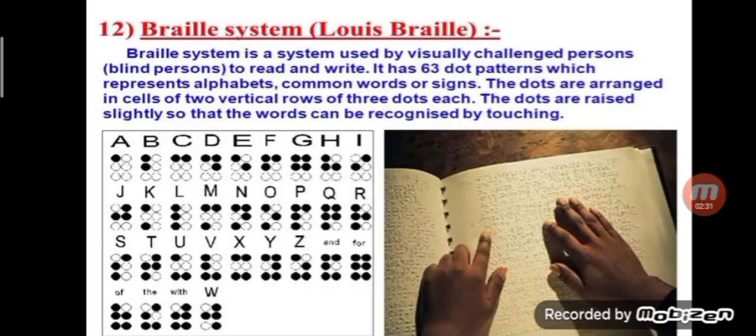So, Braille system is a system used by visually challenged persons, that is blind persons, to read and write. It has 63 dot patterns which represent alphabets, common words, or signs. The dots are arranged in cells of 2 vertical rows of 3 dots each. Each dot is raised slightly so the words can be recognized by touching.